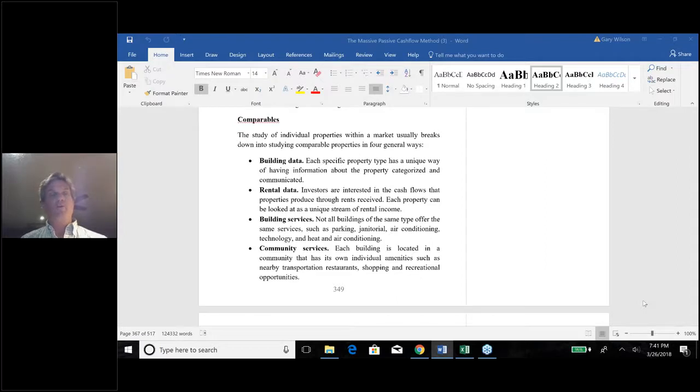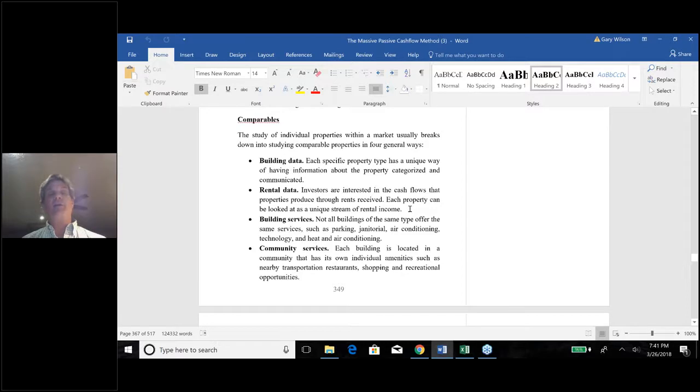Comparables. When you're investing in commercial properties, we still do appraisals. We still do comparables, just like Daryl was asking about. What we're looking for is building data, like I described before, the physical characteristics of the building. Okay. We're looking for rental data. I didn't necessarily mention that specifically, but it's kind of implied.